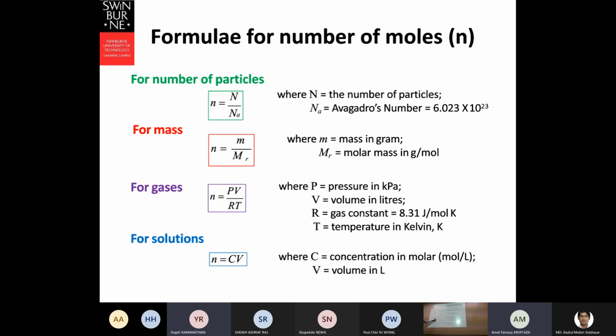For gaseous particles, we will do this a bit more later on. The number of moles can be found from the PV over RT formula. That means pressure, volume, R is the universal gas constant, T is the temperature, and of course for solutions, n equals C times V. For our lab, we will be needing these 2 things quite frequently. This one and this one. So we will be using these 2 when we use them in the lab for experiments.